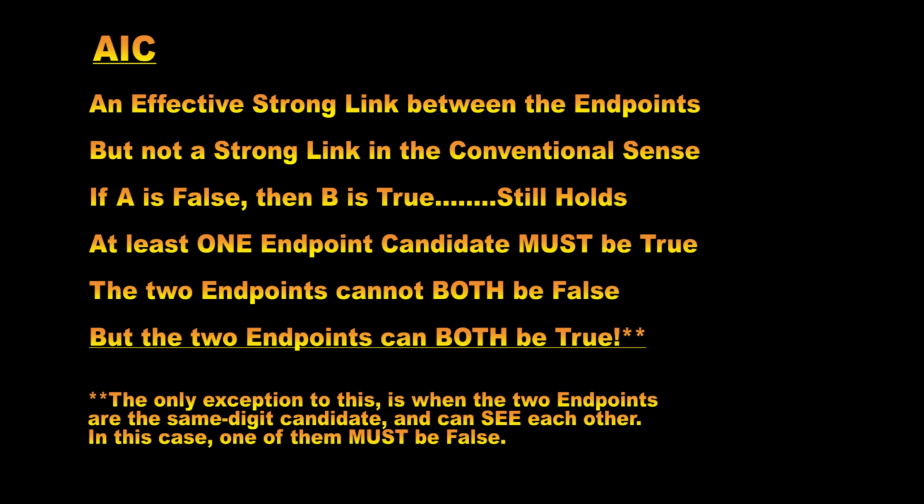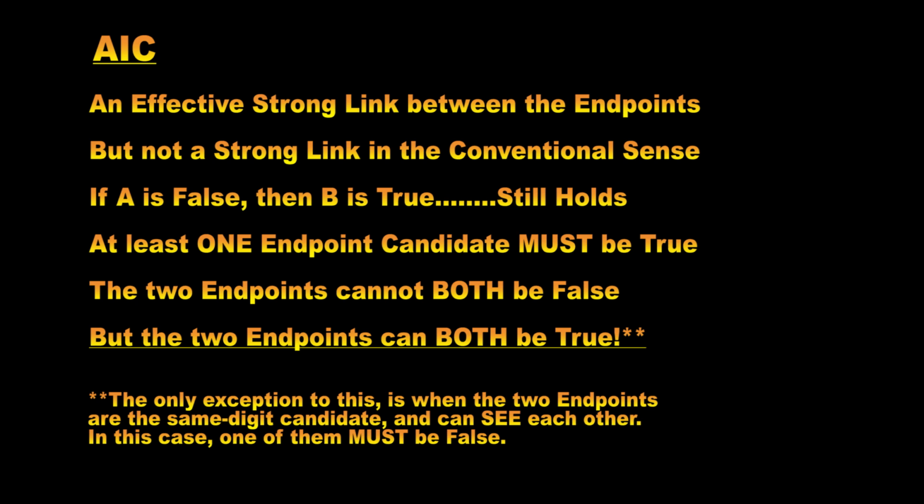So there is an effective strong link between the 2 endpoints, which means if one is false, then the other is true. But this does not preclude the possibility that they may both be true, unlike a strong link in the conventional sense. Again, if the chain is properly constructed, the logic works both ways, meaning you can start at either end of the chain. But the net result is that if either one of the endpoints is false, then the other endpoint must be true, i.e. an effective strong link. And this ensures that at least one of the endpoint candidates has to be true.